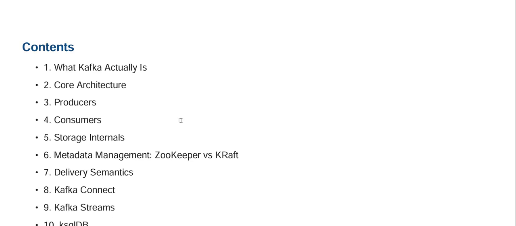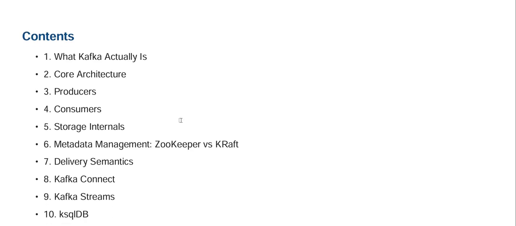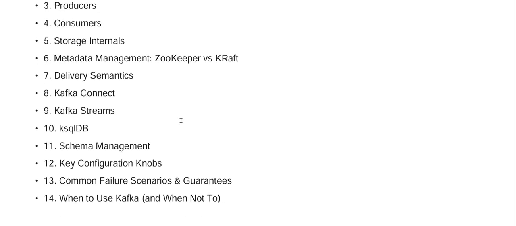First, what Kafka actually is, core architecture, producer, consumer, internal storage like metadata management, and we have some care of ZooKeeper, delivery semantics, Kafka Connect, Kafka Streams, KSQLDB, schema management, key configuration, some common failure scenarios, and some tips and tricks on how to handle the failures, when to use Kafka and when not to use Kafka. All of these things we are going to cover in this video.